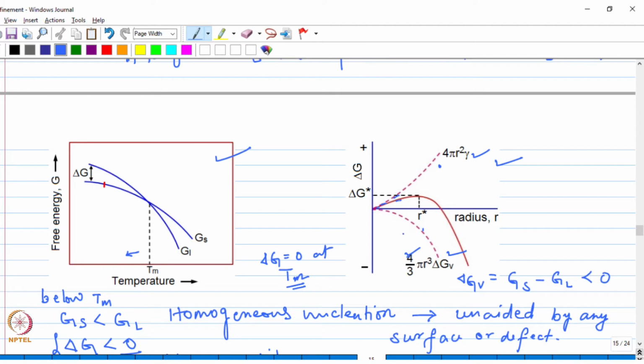So what it essentially means is that below this critical size, the free energy is increasing, right, as you could see, because it is following this positive surface energy curve. So any size which is below this critical size will not be stable because the free energy is increasing, right? So that is what we call the embryo.